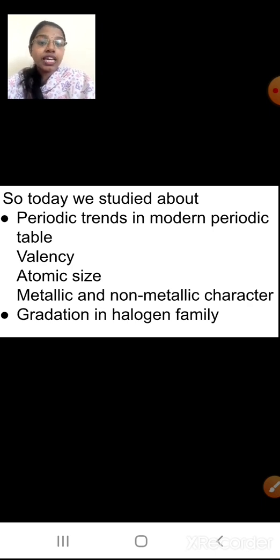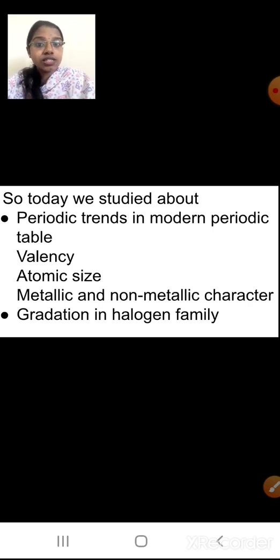Okay students, then we saw the atomic size. Now the atomic size depends upon what? Atomic radius. Yes, what is atomic radius? Atomic radius is the distance between the nucleus and the outermost shell. And we saw how the gradation changes when we move from left to right in a period, and when we move down in a group. Yes, there are changes in the atomic size of the elements also. I told you about that using examples.